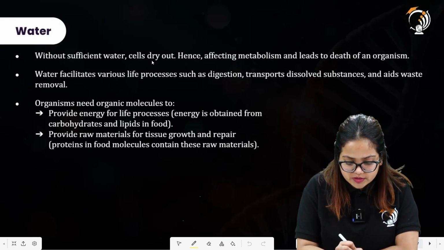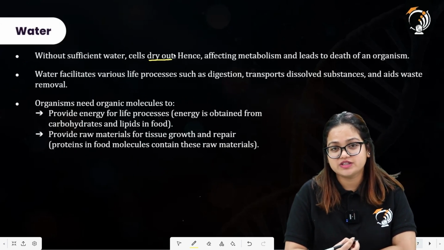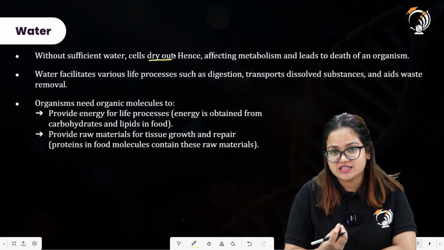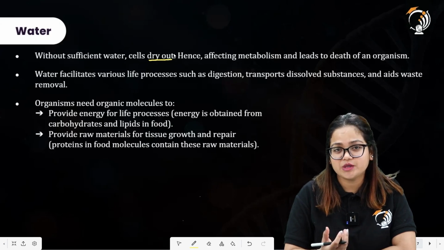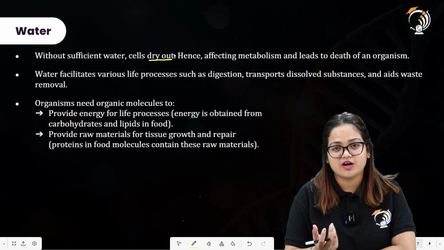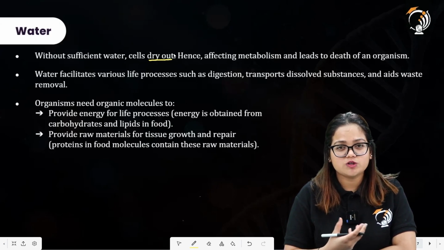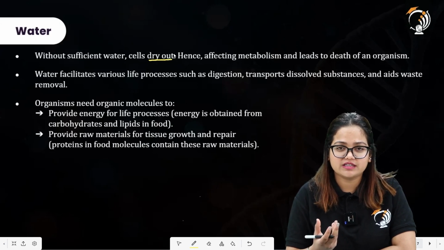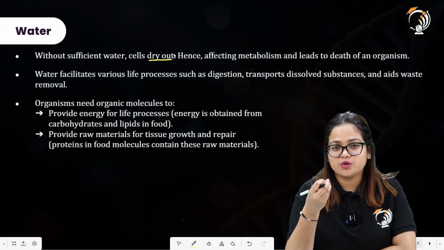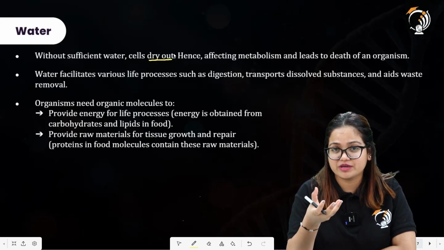Without sufficient water, cells dry out. We have also discussed that different kinds of cells, either plant cells or animal cells, behave differently when placed in different concentrated solutions. You have also observed that a plant cell kept in a very concentrated solution loses more water molecules and becomes plasmolysed.